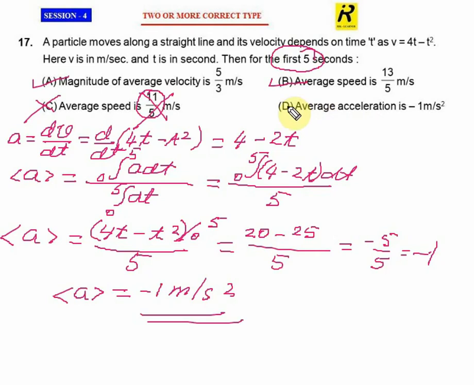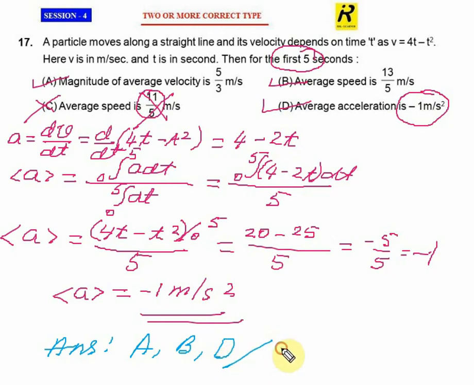So in option D, the answer he has given in the question is also the same thing, minus 1 meter per square second. So this option is also correct. So finally the conclusion is the correct answers are A, B and D. So these are the correct answers in this question.